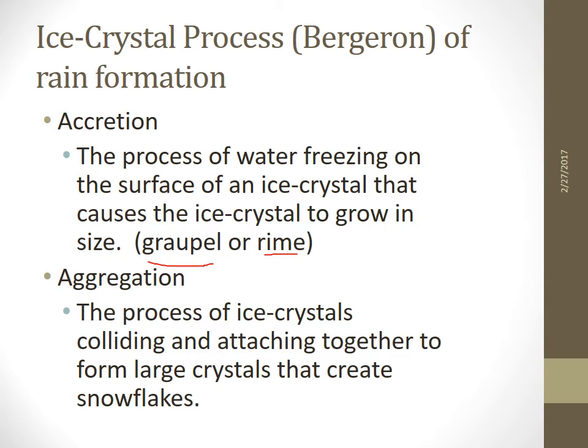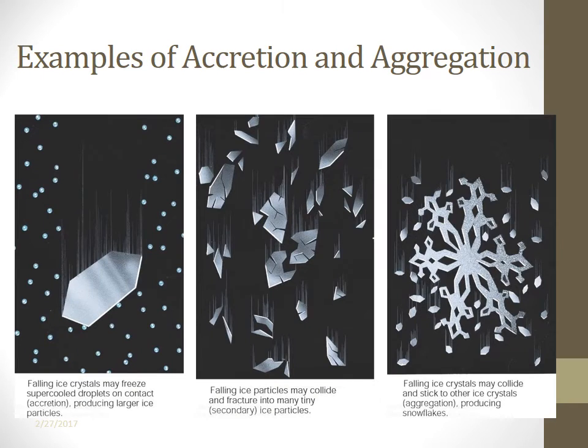And the other one is aggregation. So this process is caused by ice crystals colliding, and they shatter, and then these shattered pieces come in contact and freeze into a larger crystal, and this creates snowflakes. So I'll show you the process. So here is the accretion process.